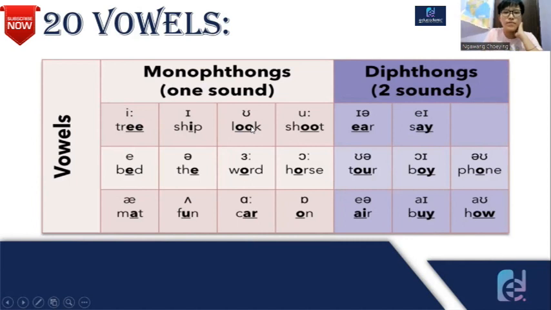Then comes shoot, then comes horse, then comes on, then word, car, fun, the, bed, mat.